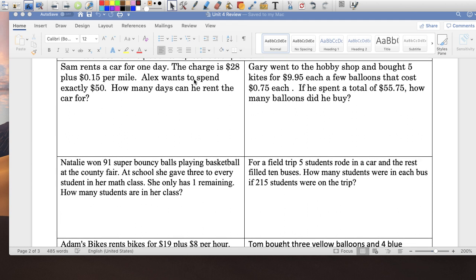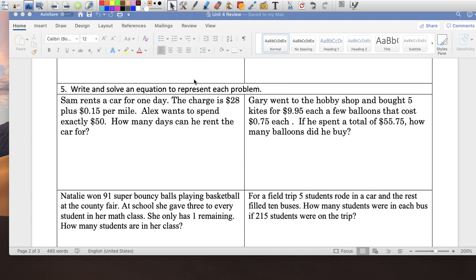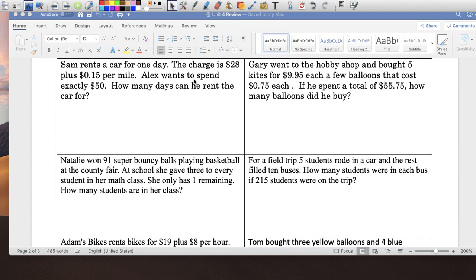Sam rents a car for 1 day, charges $28. These are equations, so I know my equations don't look like this; I have an equal sign. He charges $28 plus $15 per mile. Alex wants to spend exactly 50. How many days can he rent a car for?